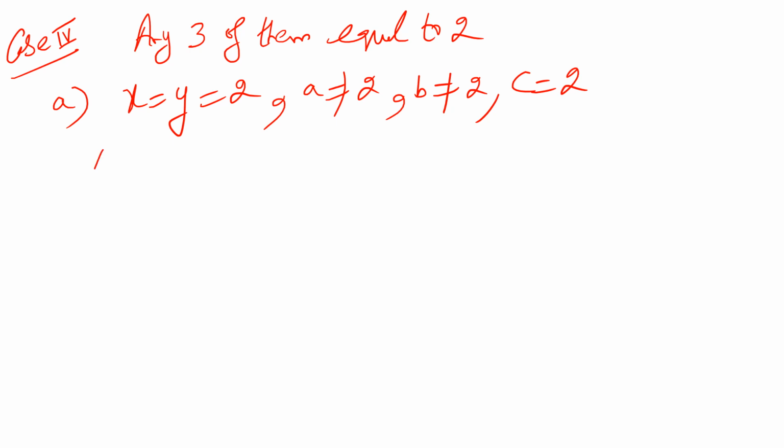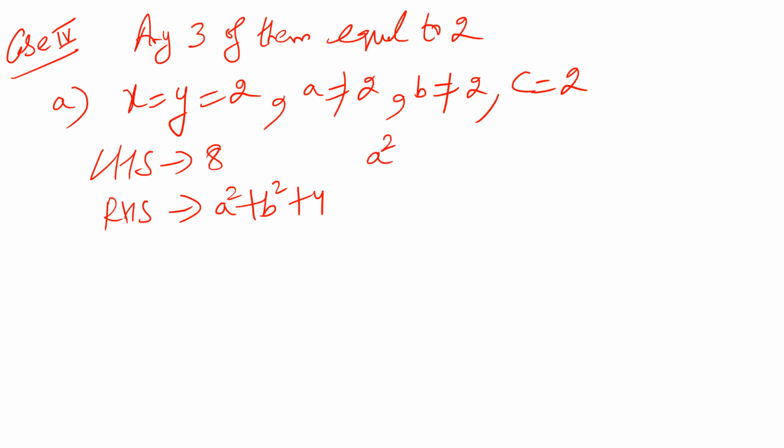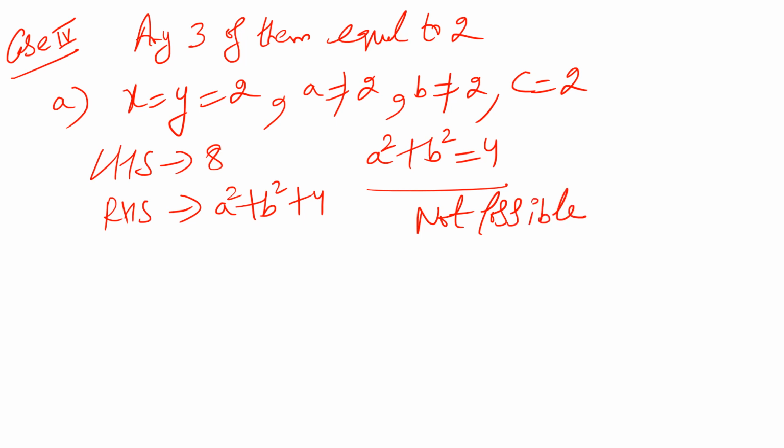Fine. Now left hand side becomes 4 plus 4, which is 8, and right hand side becomes A square plus B square plus 4. Now if I want both of them to be equal to each other, then A square plus B square should be equal to 4, which is obviously not possible because there is no combination of two prime numbers such that the sum of their squares is equal to 4, right? So this case is also ruled out.